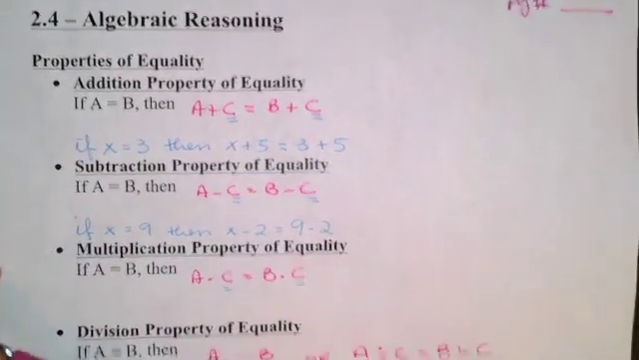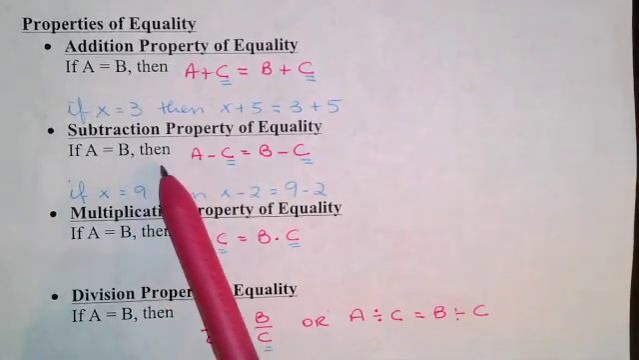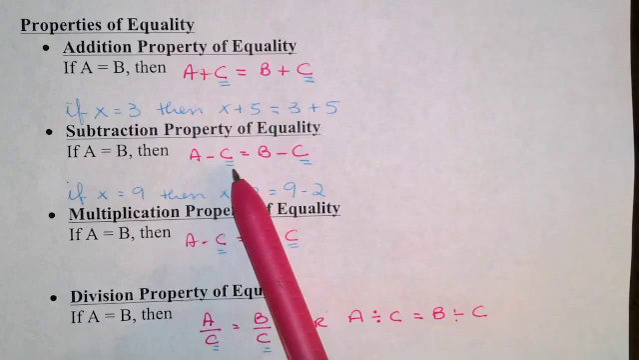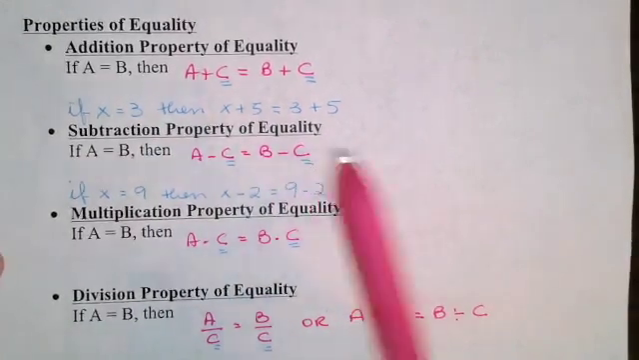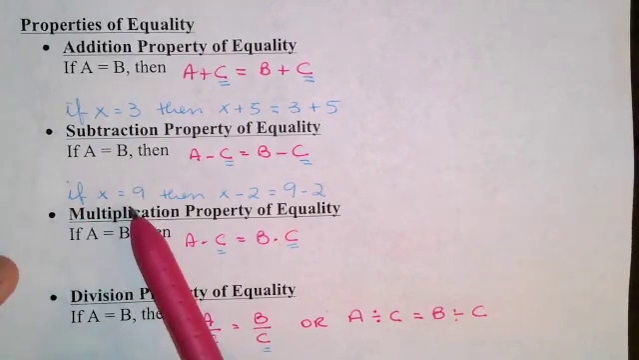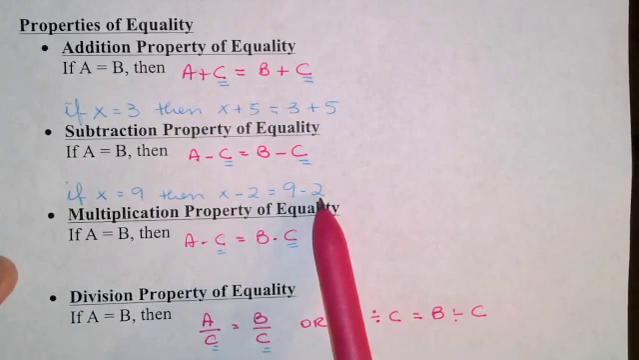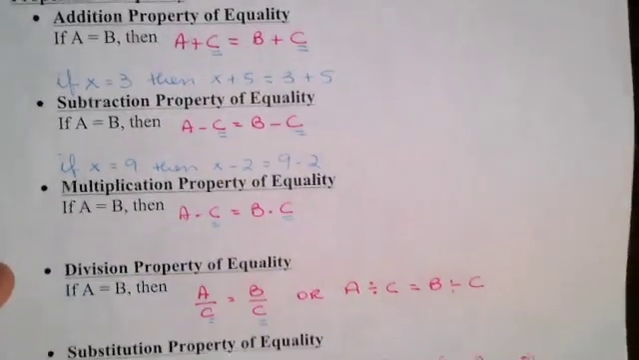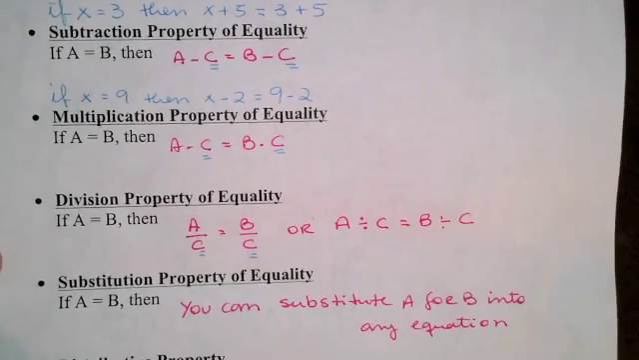The subtraction property of equality: if A equals B, then A minus C equals B minus C. So we're subtracting C from both sides. If x equals 9, then x minus 2 equals 9 minus 2, okay? So these properties allow us to solve equations and do the operations.